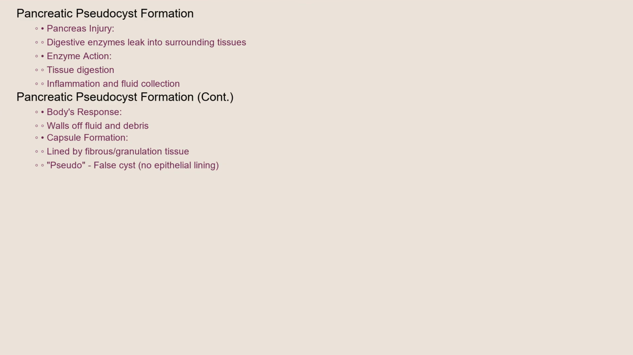Let's break down how a pancreatic pseudocyst actually forms. When the pancreas is injured, digestive enzymes that are normally released into the small intestine leak out into the surrounding tissues. These enzymes begin to digest the tissue, causing inflammation and fluid collection. The body then attempts to wall off this collection of fluid and debris, forming a capsule. Unlike true cysts, which have an epithelial lining, pseudocysts are lined by fibrous or granulation tissue, hence the name pseudo, meaning false.